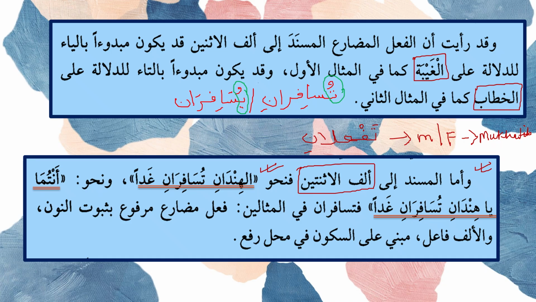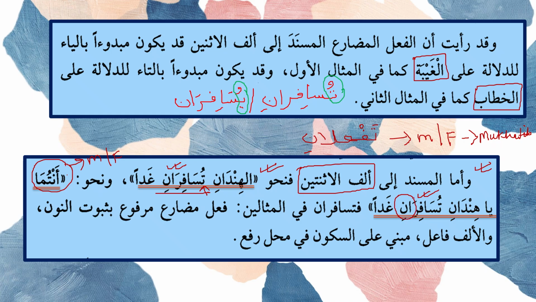Hindani comes from Hindun, and this is used for two females. Tusafirani. So the same structure has been used, and this ta is now used for two people, mukhatib, but for two females. Another example, antuma. Likewise, in this present tense, the pronoun for the male dual and female dual in the mukhatib is also one. Antuma is used for male and female both in the mukhatib group. Ya Hindan tusafiran ghadan. So we use the same alif, ul ithnain and noon extra, the noon zaida here.